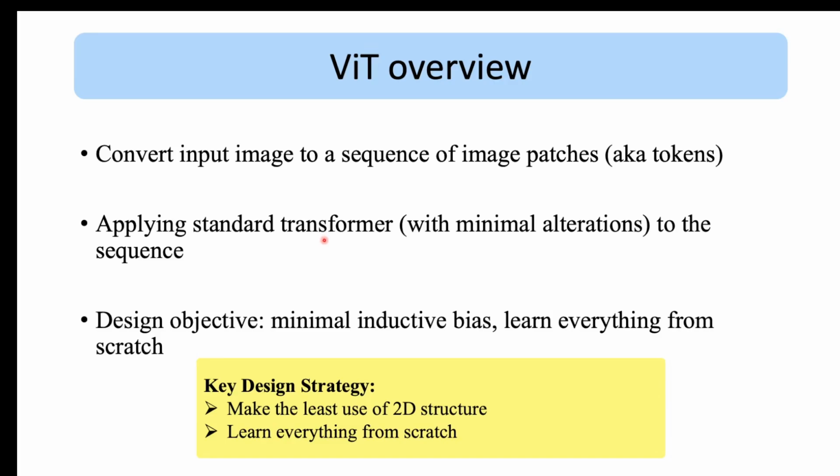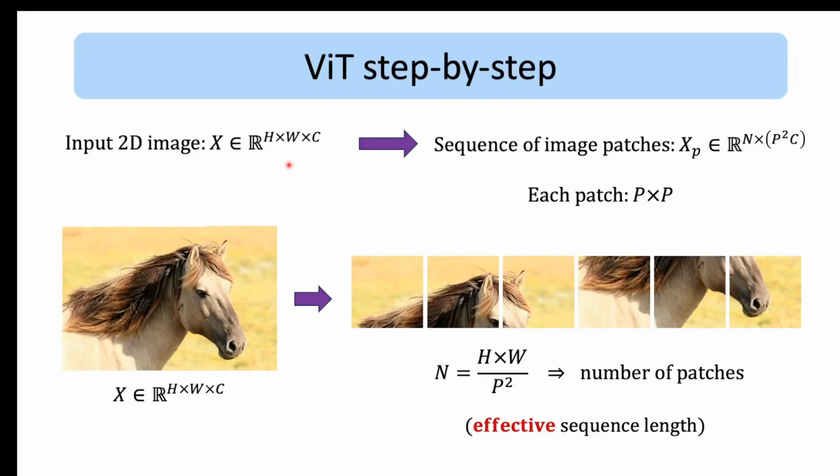Before we dig more into the details of ViT, let's first talk about the design objectives of ViT, which is that we want to have minimal inductive bias. That means we want to avoid relying on the 2D structure of images, and instead ViT tries to learn everything from scratch. So now let's see ViT step by step. We are given this input image X with size h times w times c for height, width, and number of channels. And one example of such an image is shown here.